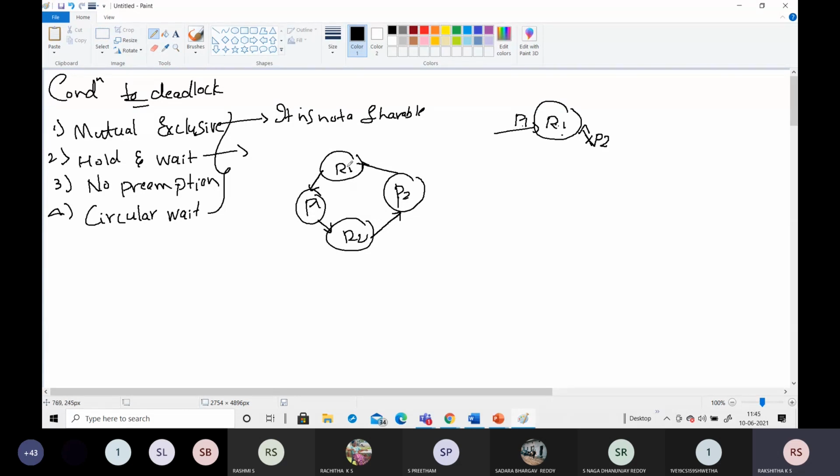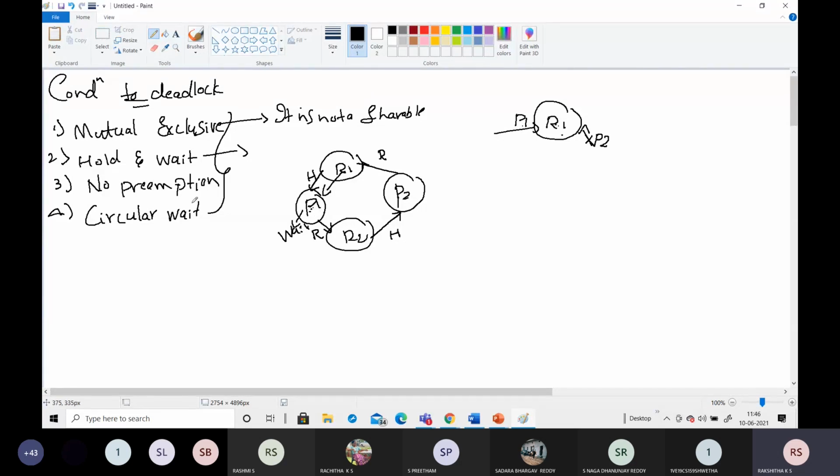Here R1 is already held by P1, but P1 is requesting R2, and again R2 is held by P2, but P2 is requesting R1. So one is holding and another is waiting. P1 is already holding R1, but still P1 is waiting for another resource. Okay, so this is one condition that makes the deadlock here.